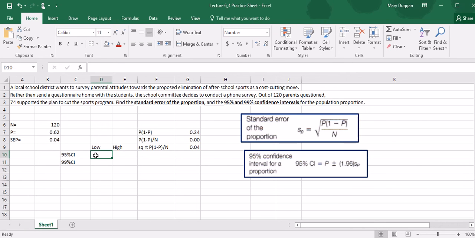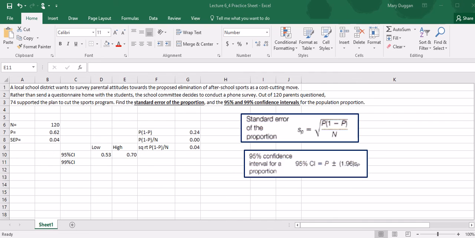Okay, we're going to start with the low end, and I'm going to plug in the information. So the confidence interval is going to equal the proportion, and the low end we're going to subtract 1.96 times the standard error of the proportion, close it, and that will give us a lower end of 0.53. Okay, let's do the upper end for the 95% confidence interval. So we're going to put the proportion, and this time we're going to say plus 1.96 times standard error of the proportion, and we end up with 0.70. So our range, the 95% confidence interval range, has a low of 0.53 and a high of 0.7.